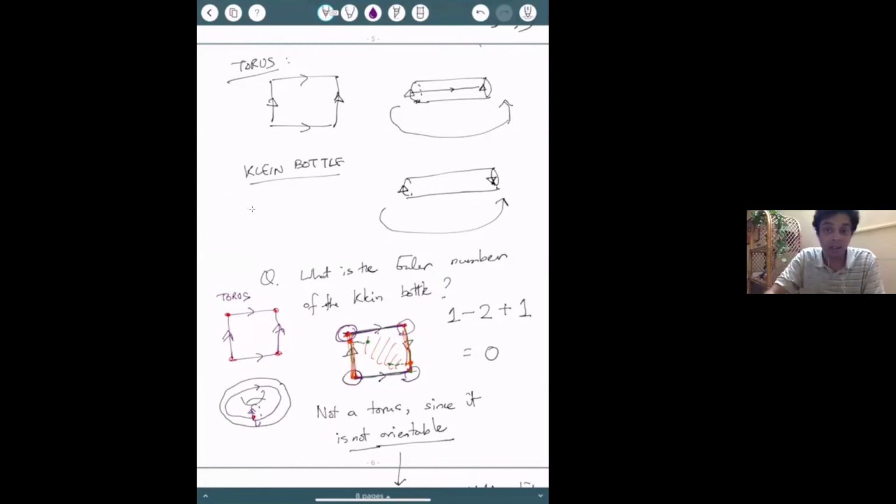Okay, sir, the torus also has two edges. Yeah, that's right, a torus also has two edges. The Euler number of a torus is also 0, right? We saw last time. Yes. So the Euler number of a torus and a Klein bottle are the same, but one is orientable and the other is not. That's the difference. So topologically, they are not equivalent spaces. Okay. Thank you.